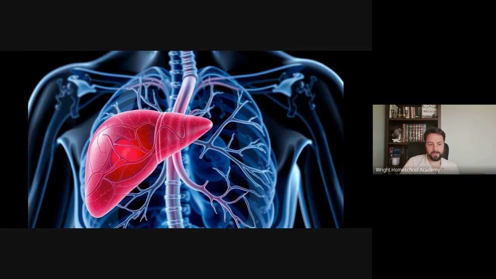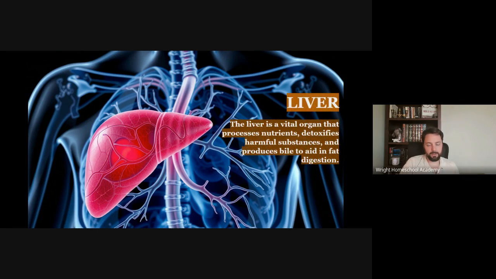Okay, what's this one? You guys remember? Yes, that's right. That's the liver. This is a very vital organ. It's super important to your health. It performs all kinds of functions: it processes nutrients, detoxifies harmful substances, and produces bile to aid in fat digestion. Fat is a great source of energy, but it's kind of hard to break down, so that's where the liver comes in handy with bile. It also stores energy in the form of glycogen and helps regulate your blood sugar levels.